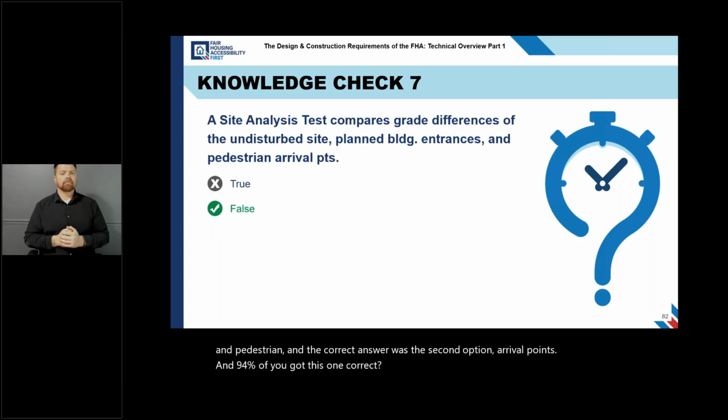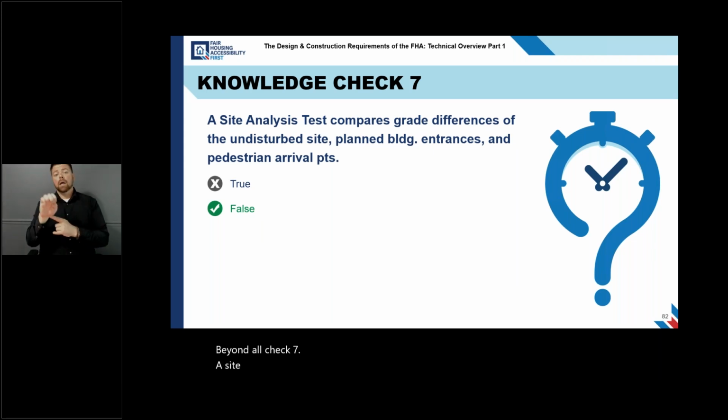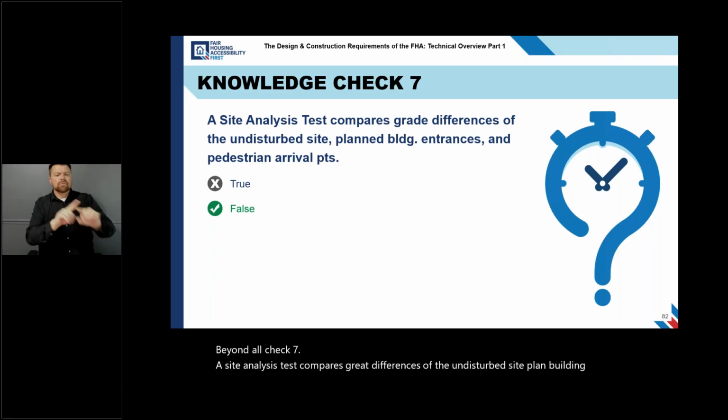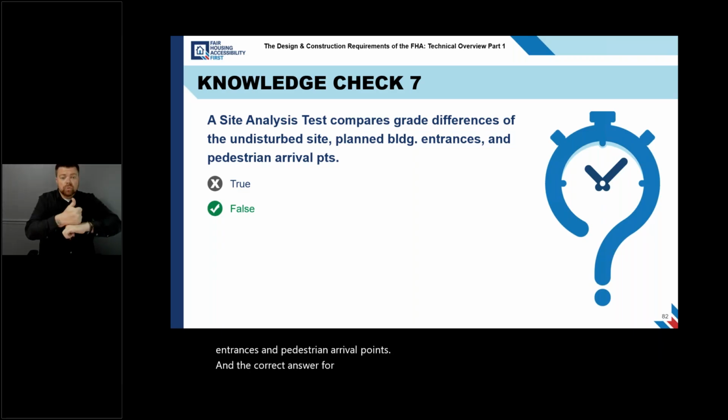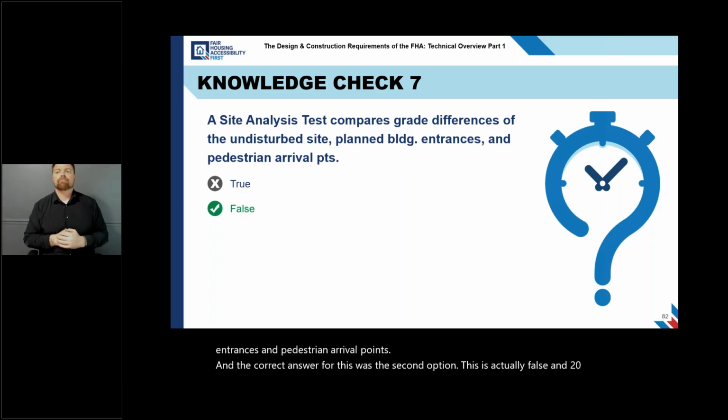Moving on to knowledge check 7. A site analysis test compares grade differences of the undisturbed site, planned building entrances, and pedestrian arrival points. And the correct answer for this was the second option. This is actually false. And 27% of you got this one correct.